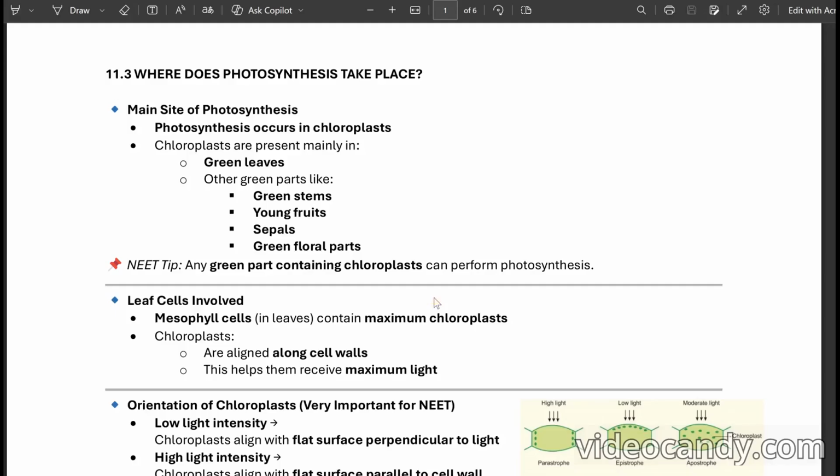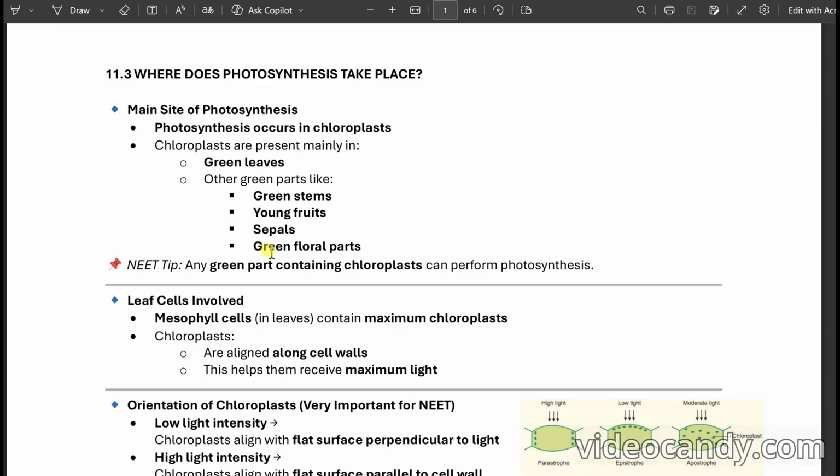Hello everyone. So today let's start with section 11.3 from chapter number 11, NCERT Biology class 11th, photosynthesis in higher plants. So section 11.3 speaks about the location of photosynthesis. Where does photosynthesis take place?